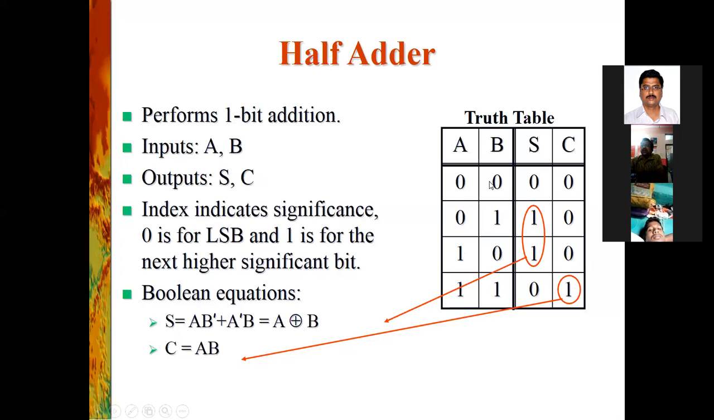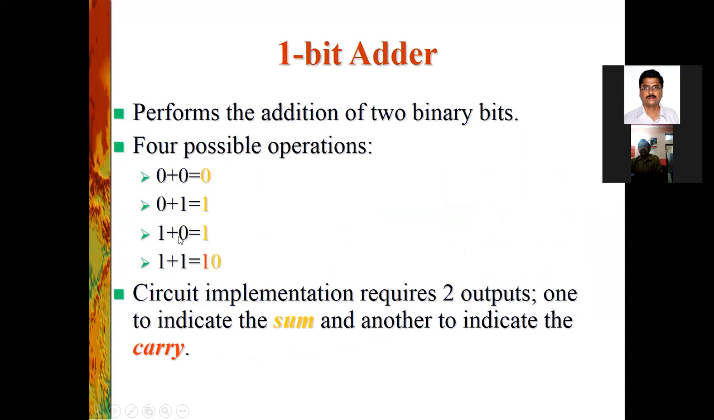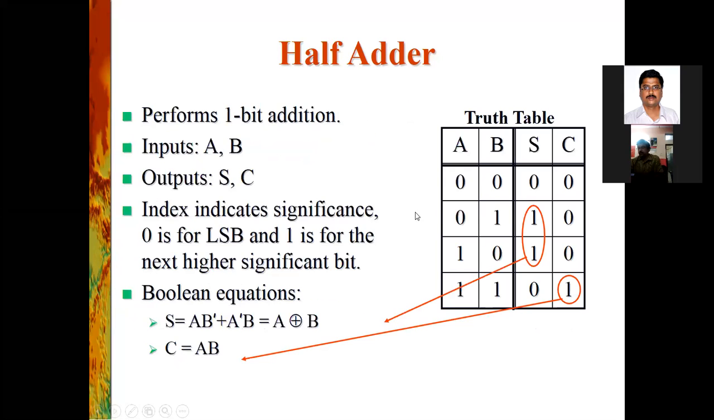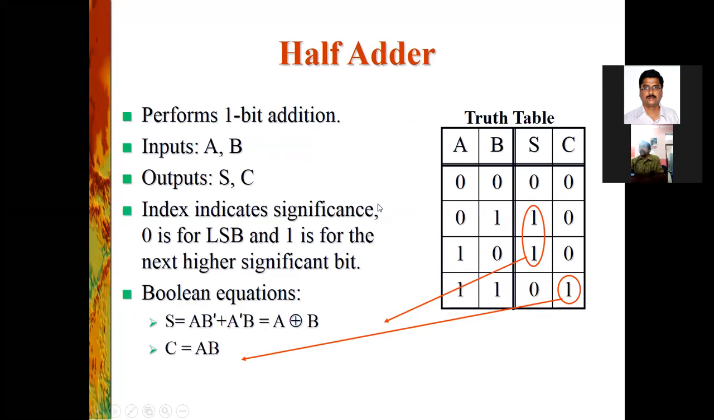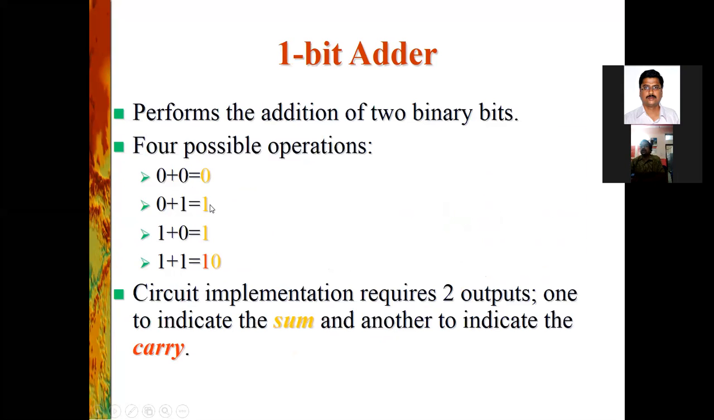If I add 0 plus 0, already we have seen 0 plus 0, sum is 0, carry is 0. So here you can see this table. Once look at this table, okay? Then if A is 0, B is 1, then the sum is what? 1.